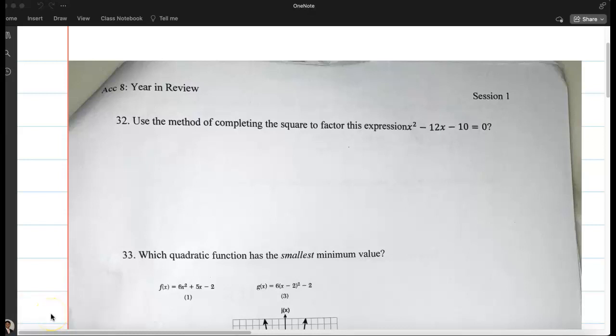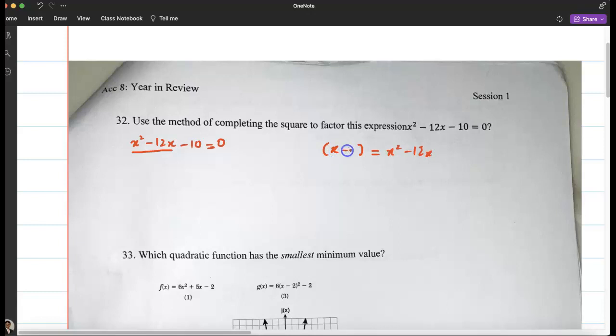Completing the square, use the method of completing the square. Now when you're completing the square, you think like this. You have x squared minus 12x minus 10 is equal to 0. Correct? Now what will this be the expansion of? Expansion of what will give you this?